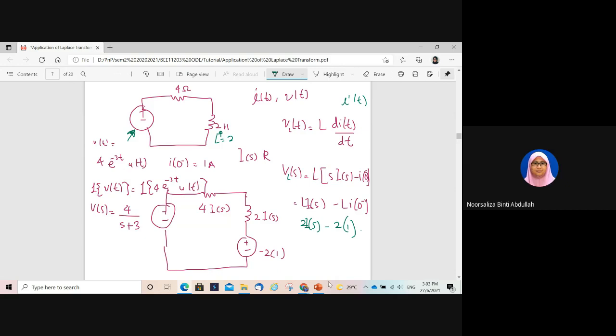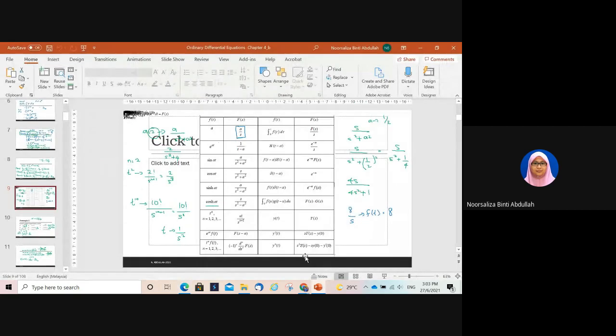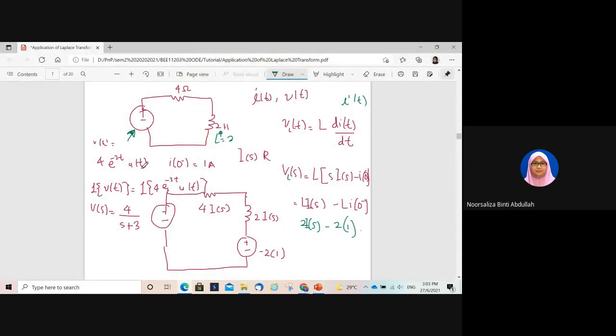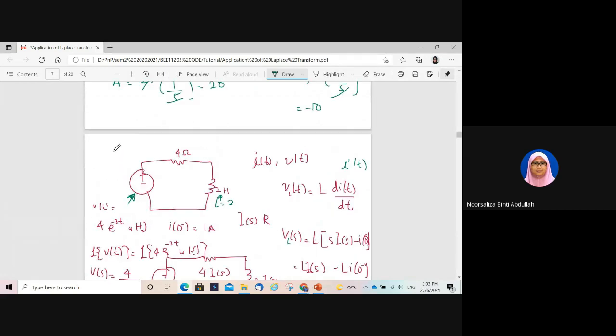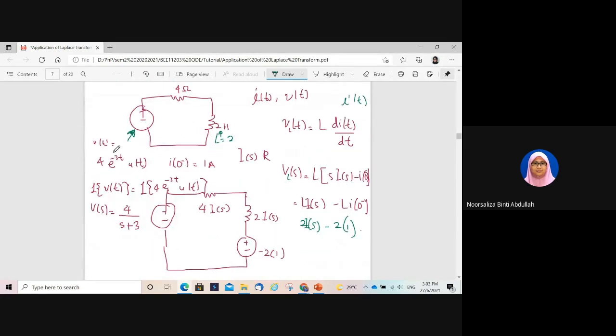Okay, kalau you tengok dekat sini, tak ada. Because UT is a unit step. Macam ni saya nak cakap, if any signal that we times with UT, that means our signal starts from 0.